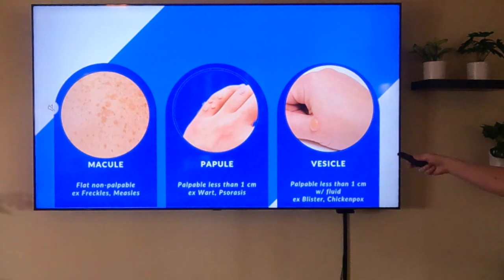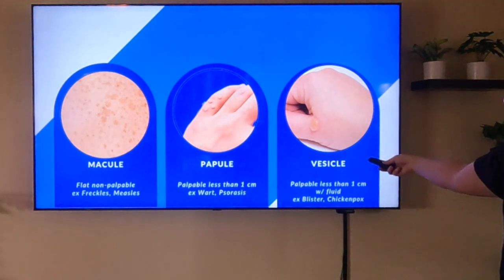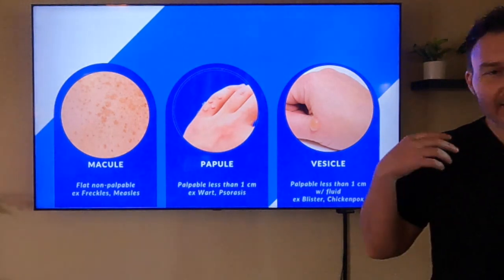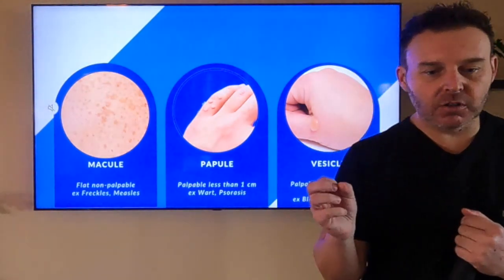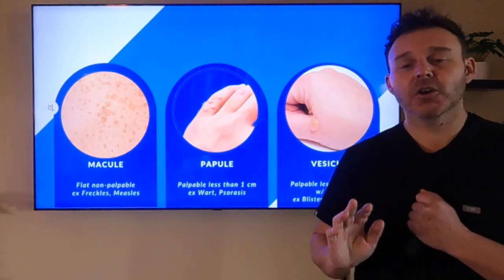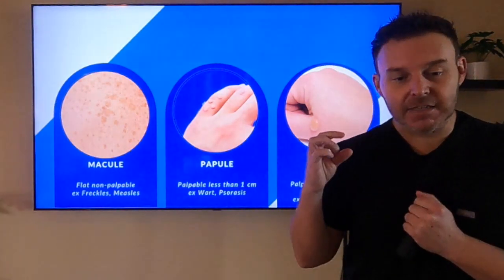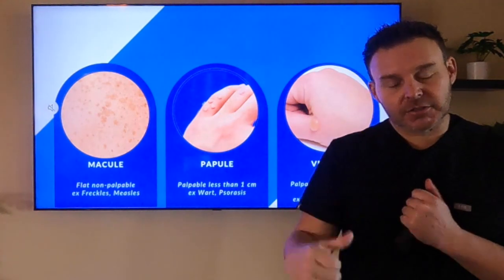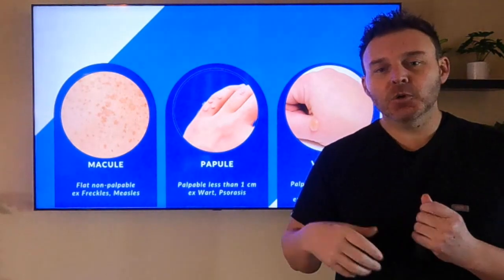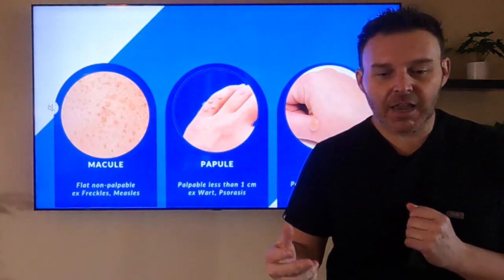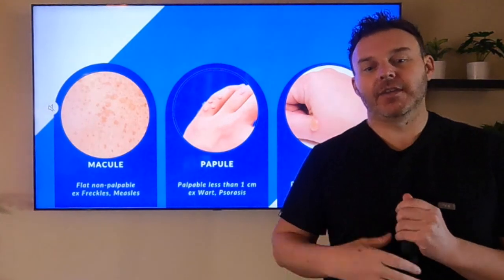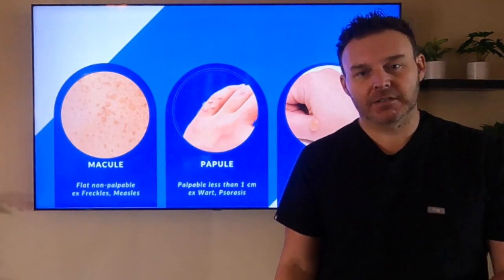Then on this far corner over here, we have a vesicle, okay? This is palpable, less than 1 centimeter, so it's smaller in size. That vesicle in the picture is actually probably a little bit larger than 1 centimeter, so it's not a great picture, but you kind of get the idea and can see it through the screen. So it's palpable, less than 1 centimeter. An example would be a blister, okay, or chicken pox. So think it's got a little bit of fluid in there. That's how you would think of a vesicle.